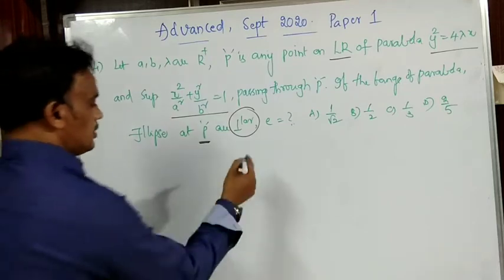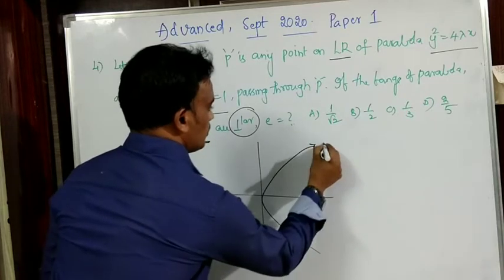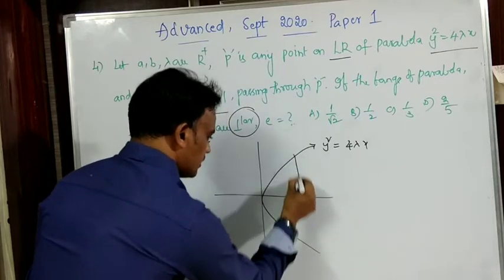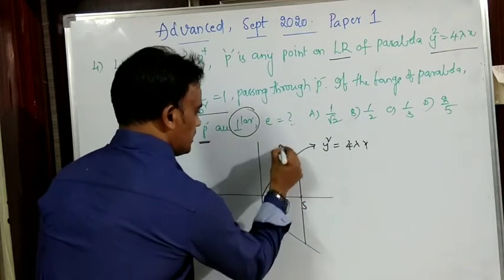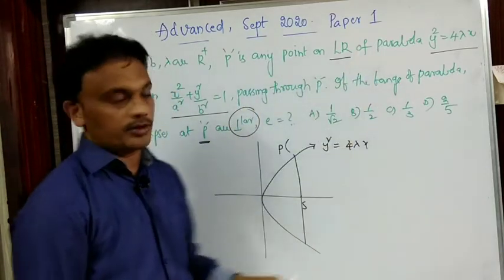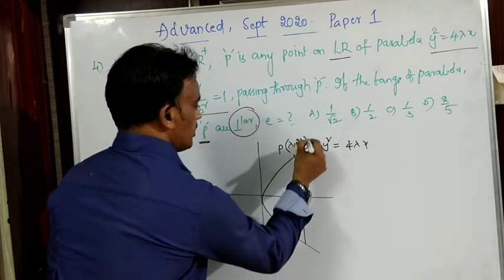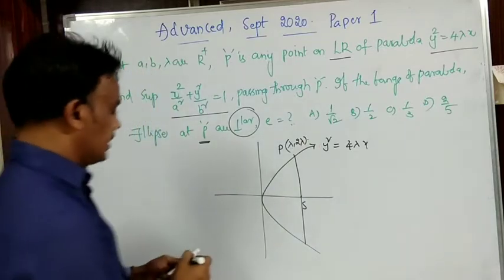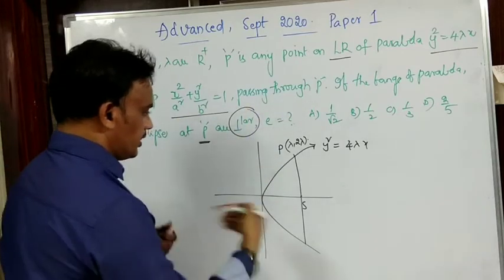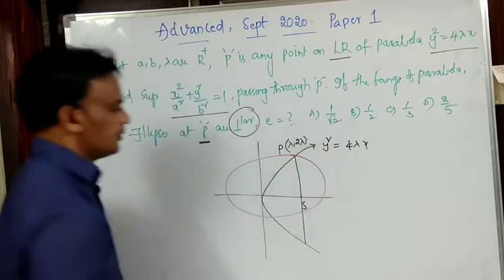First of all, take the diagram. Parabola, so this is y² = 4λx, and this is the focus. This is the latus rectum. P is any point at the end of the latus rectum of the parabola. Suppose the x coordinate is lambda, the y coordinate is 2 lambda. Am I right or not? And P is a point on the parabola. There is an ellipse which is passing through the point P.